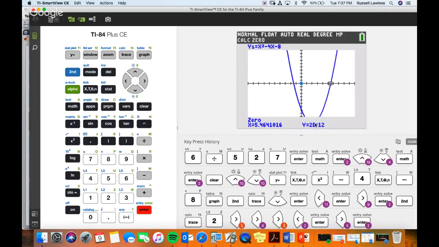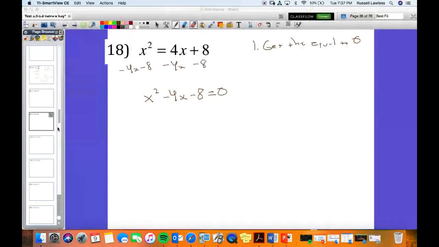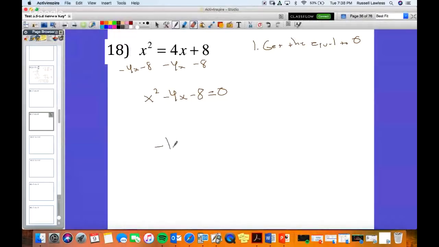Now, if the y gives you another value besides the 0, like 2 times e to the negative 12, don't worry about that. It's supposed to be 0. It's just very, very close to 0. So that would tell us then that for 18, our answer would be negative 1.46 and 5.46.